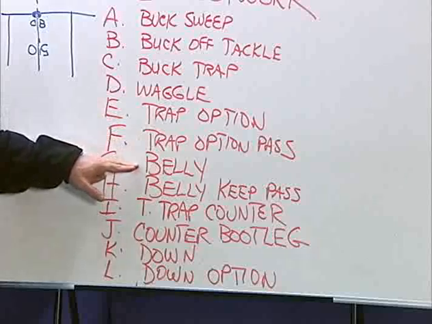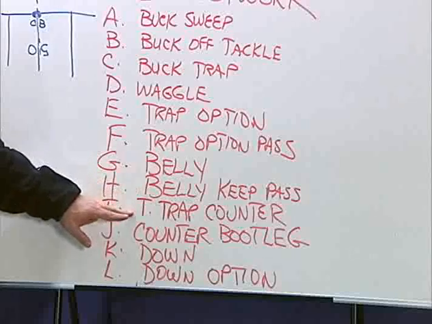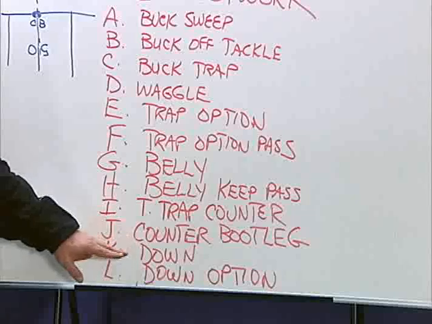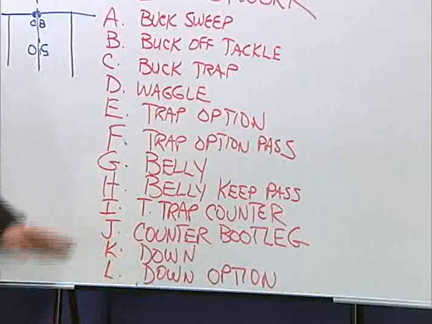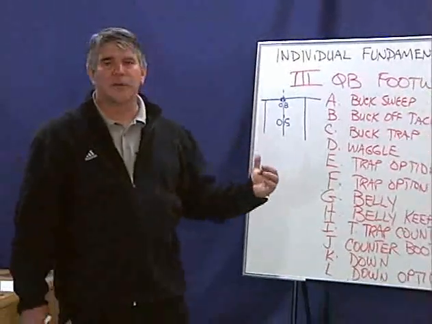This is the circular belly where the fullback takes lead, crossover, square up footwork. The belly keep pass. The tackle trap counter that gets handed off to the halfback. The counter bootleg where you fake the counter to the halfback and attack the flank with a run pass option, the down play, and finally the down option play. Now let's go out to the field and let's watch how we coach these footwork drills with these quarterbacks.